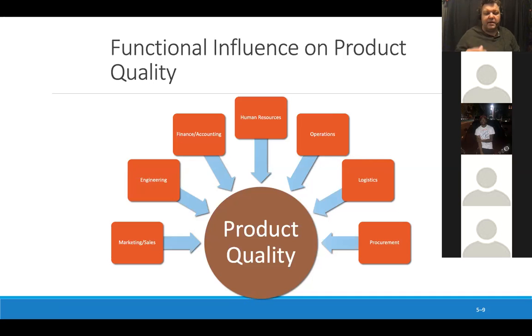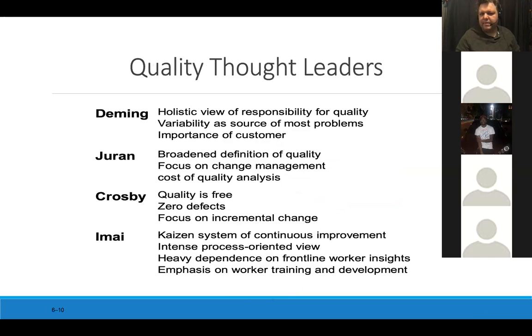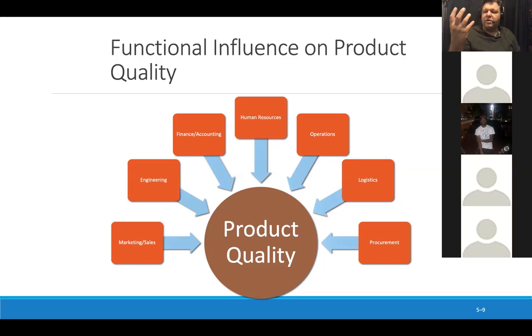Finance and accounting, clear balance sheets, clear financial statements. Engineering, high quality engineering for the product to be made, good design specifications. Marketing and sales, quality value that we can give to the customer, not lying to the customer, not overselling a product. So quality is important for everybody. And then all of those different departments will lead to the final product quality.